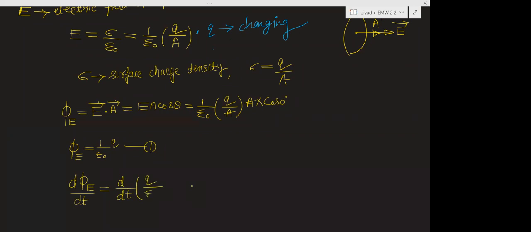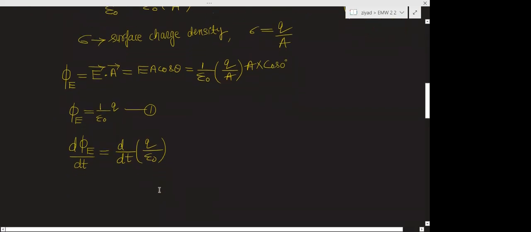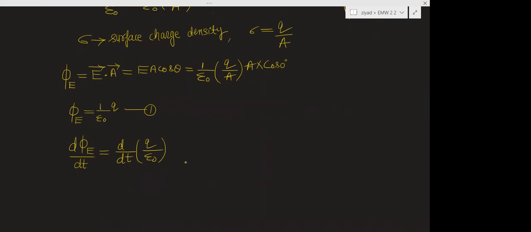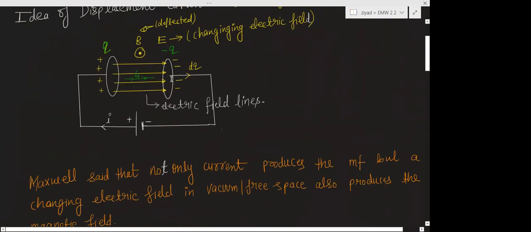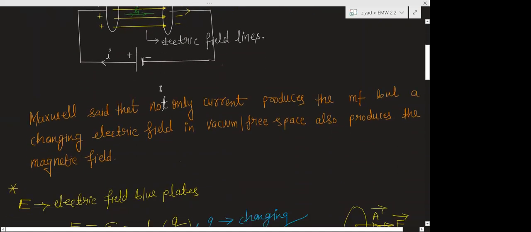Now this epsilon naught is a constant term, but this charge is changing continuously. So we can write d phi E by dt is equal to 1 upon epsilon naught; you can take it out of the differentiation, and it becomes dq by dt. And what is this dq by dt? dq by dt is basically the change of charge on the plates of the capacitor.